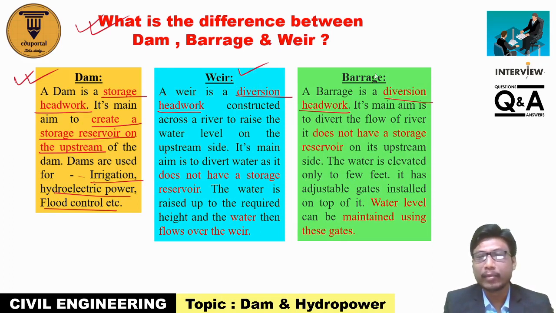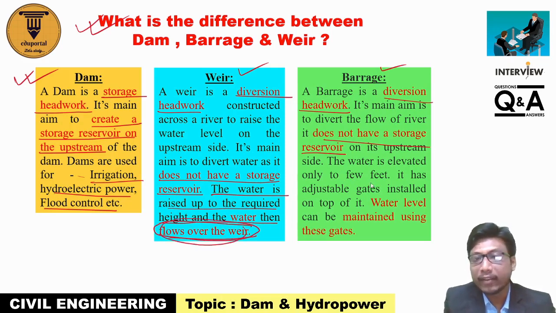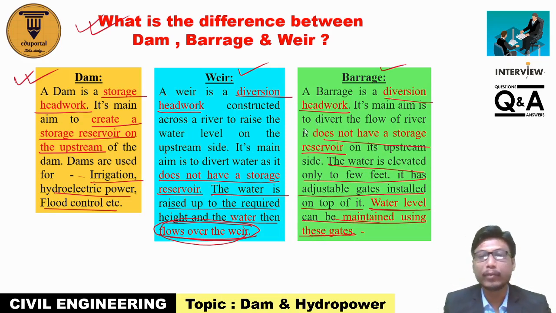So what is the difference between weir and barrage? Another similarity is that weir does not have any storage reservoir and barrage does not have any storage reservoir. But the difference is, in case of weir, the water is raised up to the required height and then water flows over the weir. This is important, over the weir. But in case of barrage, the water level can be maintained using gates. The water is elevated only a few feet, and it has adjustable gates installed on top of it. This is the main difference between weir and barrage. So now you know the difference between dam, weir and barrage.